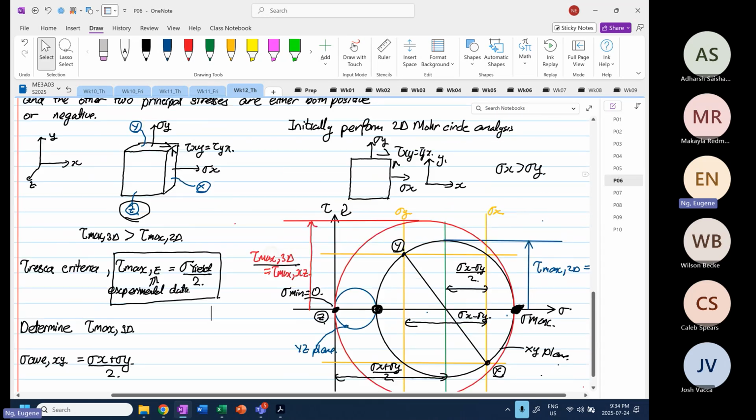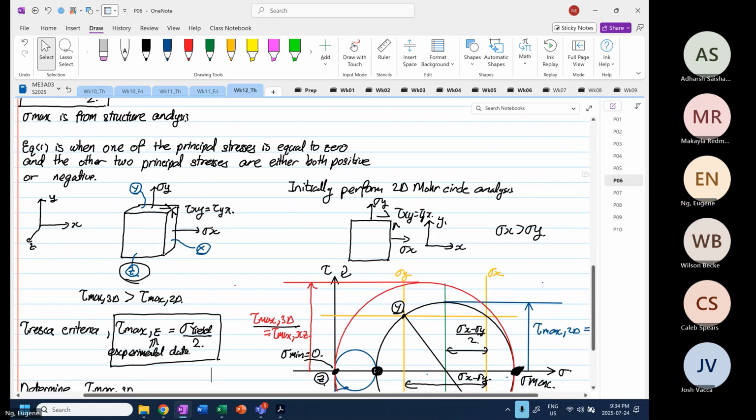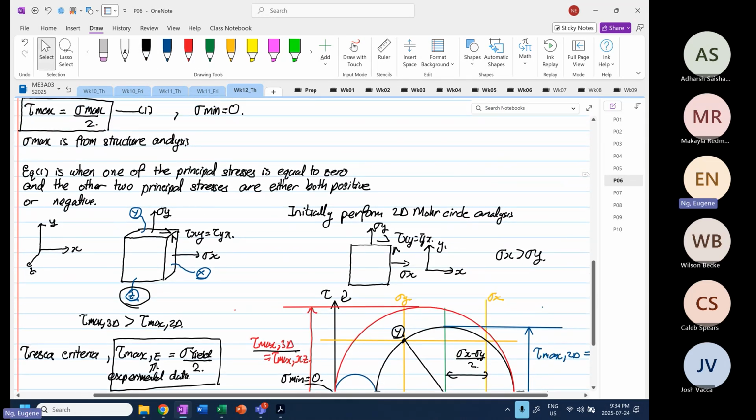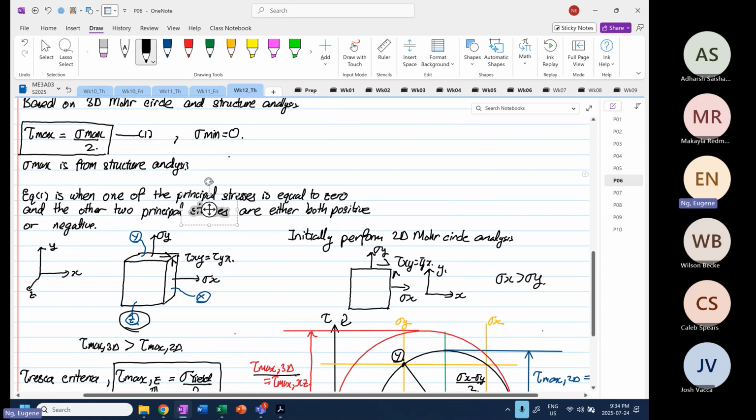Equation 1 is only valid when one of the principal stresses, or the stress mean, is equal to 0, and the other two are either both positive or both negative. Positive means you are both in tension, or negative.